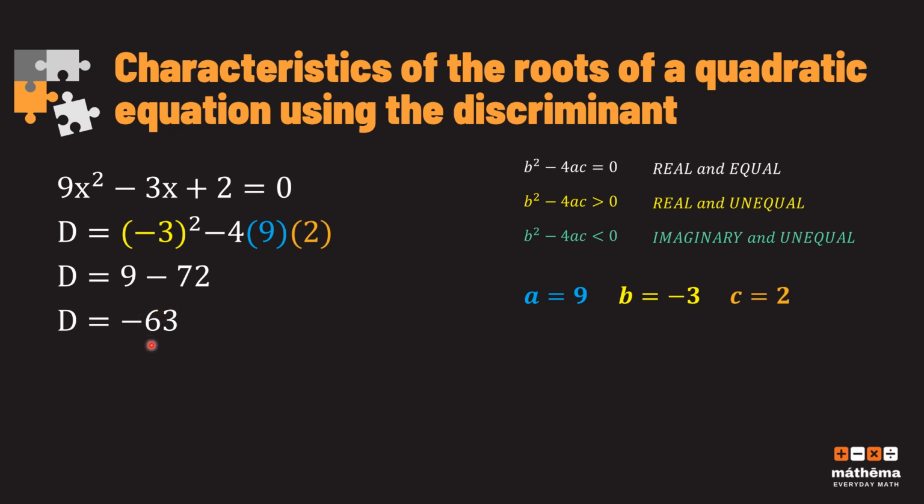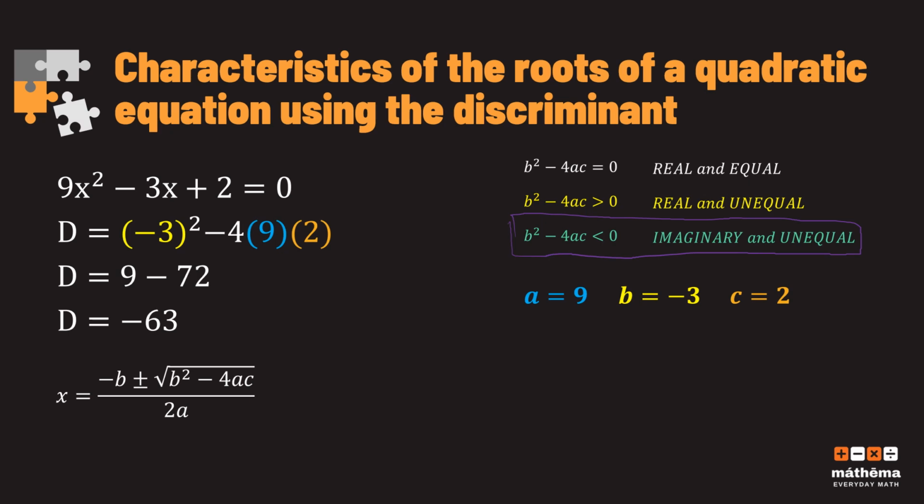Based on this discriminant, negative 63 is less than 0. So we are to expect that the roots of our quadratic equation will be imaginary and unequal. From this alone, what are imaginary numbers? But before that, let's solve this quadratic equation first to see whether the roots are really imaginary and unequal.